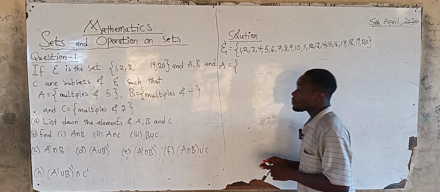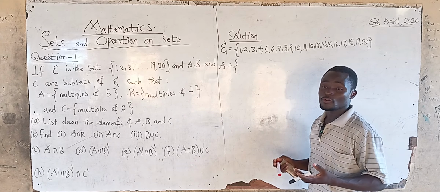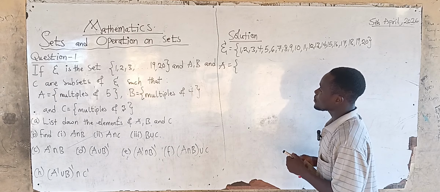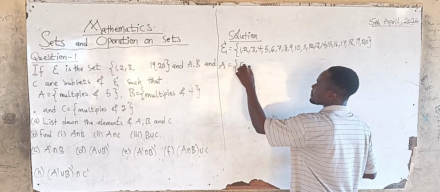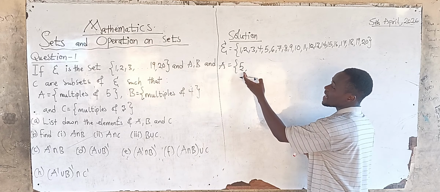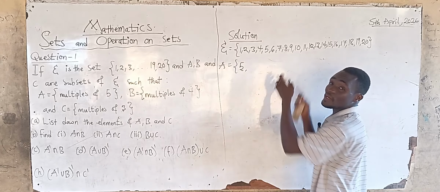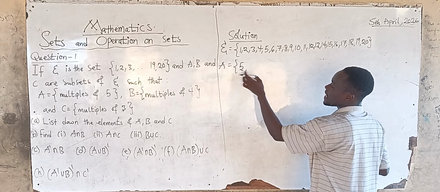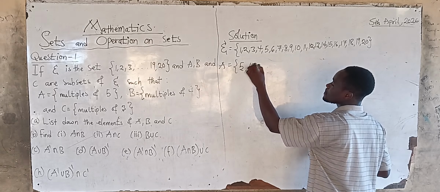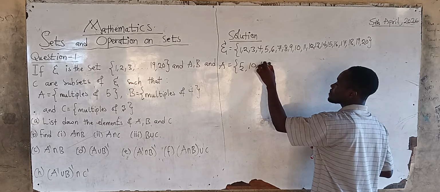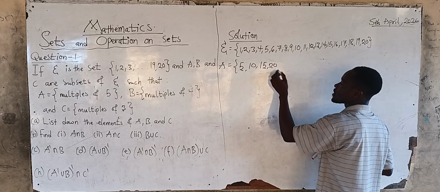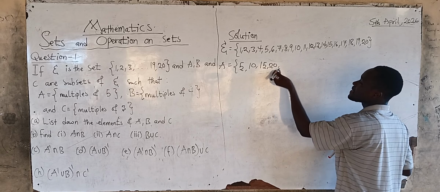So if I'm listing down multiples of 5, we all know how to list down multiples of 5. Multiples of 5, I am going to start from where? 5. But ask yourself, is 5 found here? Yes, 5 is here. So it means that I am going in line with what I have here. Multiples of 5, I have 5. I'll go to 10. Okay, I'll go to 15. Then I'll go to 20.